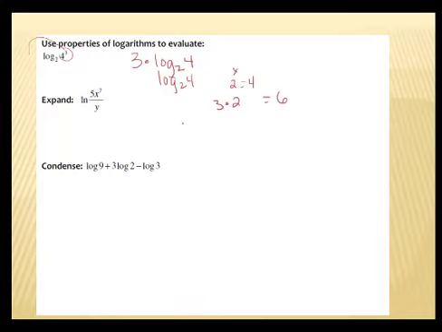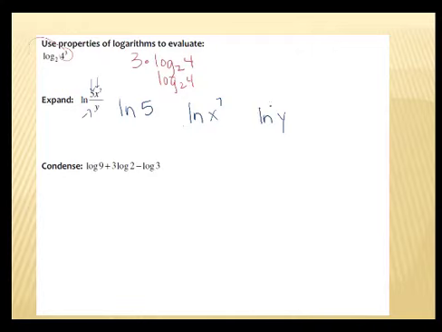Alright, but let's look at the next one. So if I want you to expand, I want you to make it nice and long here. So what's going to happen is I'm going to separate the 5 from the x to the 7th. And then we have this y as well. And I'm going to put the ln in front of all the sections. Now what's happening between these two, these are being multiplied, so I'm going to put a plus sign. And then between 5x to the 7th and y, it's being divided, so that turns into a minus.